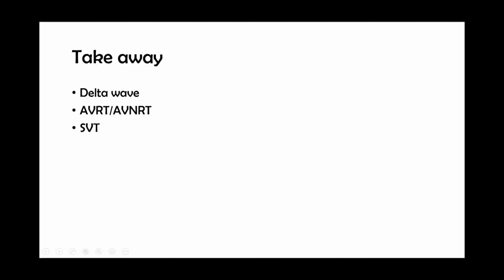That's about it for today's video. We talked about what a delta wave is and how it can be seen in conditions such as Wolff-Parkinson-White syndrome. We discussed the difference between AVRT and AVNRT and how it can be difficult to distinguish between the two in an EKG strip. Finally, we went over all of the common supraventricular tachycardias, including atrial fibrillation and flutter, sinus and junctional tachycardia, AVRT, AVNRT, and atrial tachycardia.